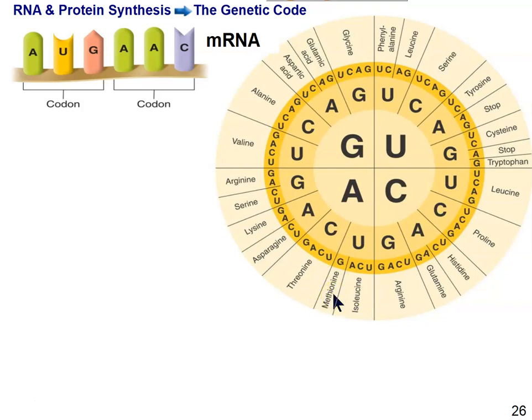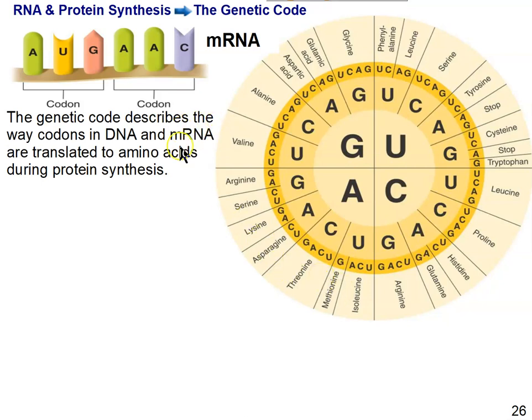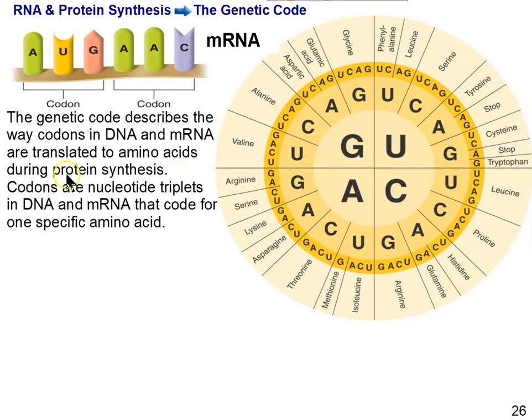So the genetic code starts in DNA. There are codons in DNA that get turned into codons in RNA, and then the codons in RNA get translated into the amino acids that go into making a protein. That's what we're looking at here. So the genetic code describes the way codons in DNA and messenger RNA get transcribed and translated into amino acids during protein synthesis. And by the way, protein synthesis is the same thing as protein translation.